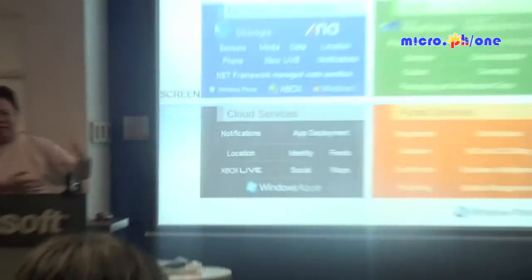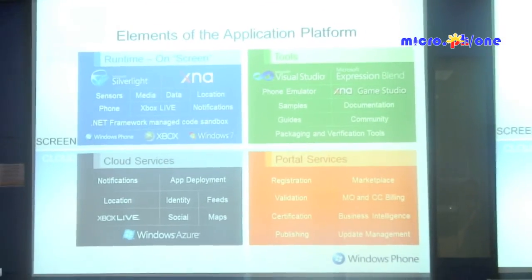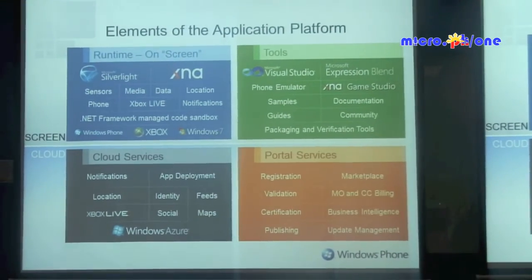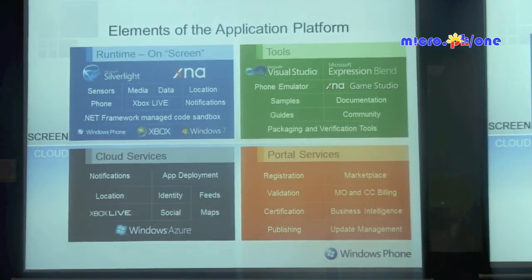So the elements of your application platform: you've got the runtime, the one you run on the device, that's Silverlight. You've got the tools, you've got Visual Studio. You can use Expression Blend if you want to create animations for your Windows Phone 7 application. There are cloud services for it, and then there's all which you could connect to, like Twitter, but it didn't work. Or you can connect with the Xbox.